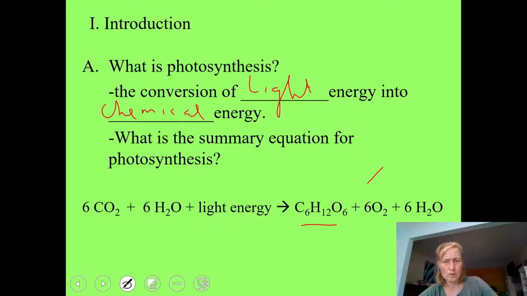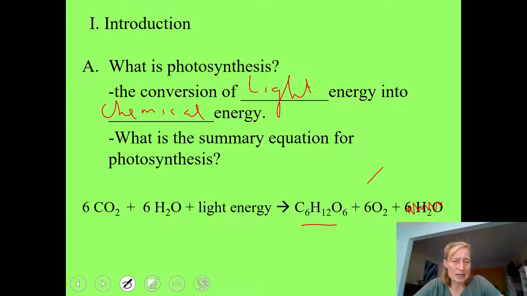And some water. Whoops, this isn't right. We're going to have to scratch that off. Actually, 12 waters are needed and 6 are made. So if we balance the equation, we have to scratch off water over there, okay?